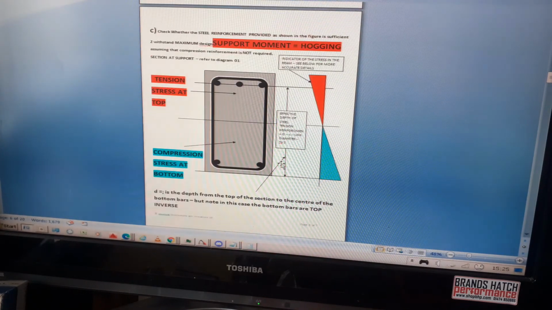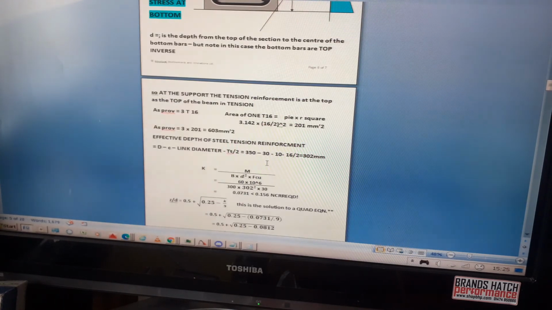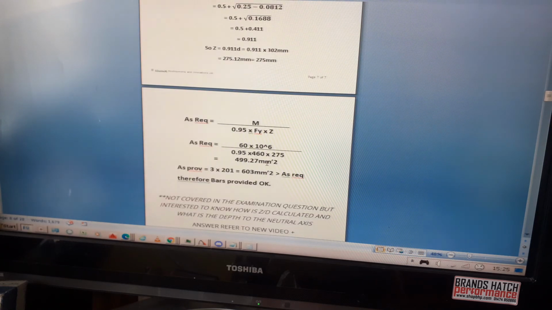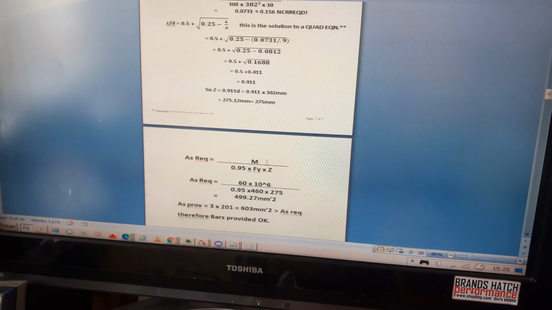So the question for this one was, check whether the steel reinforcement provided as shown in the figure is sufficient to withstand the maximum design support moment, hogging, and it definitely passes because the AS required is 500 and the AS provided is 603, so it's okay. Depth of the lever arm as well is 0.911D, so that's reasonable.